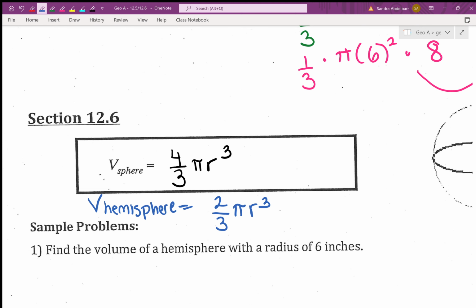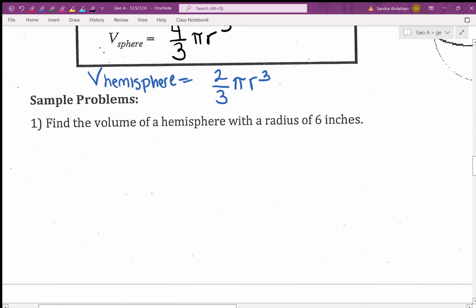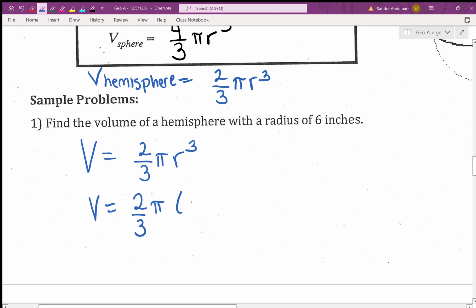We ready? All right, find the volume of a hemisphere with a radius of 6 inches. Well, the volume of a hemisphere is 2/3 pi r cubed. They're telling us the radius is 6, so this is 2/3 pi 6 cubed. The most common mistake I see is that people try to cross simplify the 3 and the 6. Generally we can do that, but we have an exponent. Remember PEMDAS. Do we have to do exponents first, or can we divide first? Exponents. So you have to take care of the exponent before you divide.